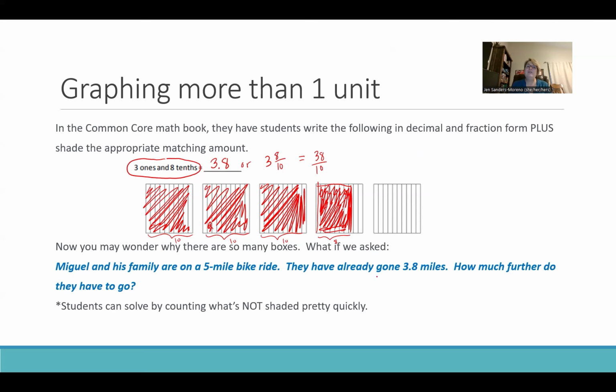Now, one thing I do like about these area models is that they're a great way to visualize and answer word problems. You can see down here, we have a word problem that says, Miguel and his family are on a 5-mile bike ride. They have already gone 3.8 miles. How much further do they have to go?